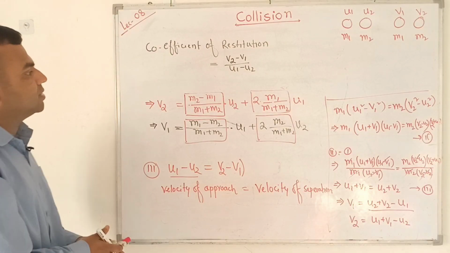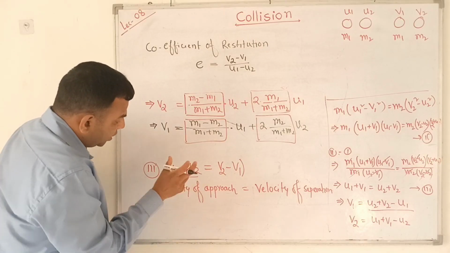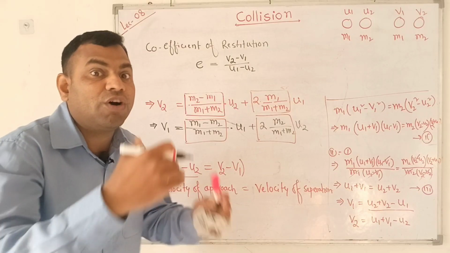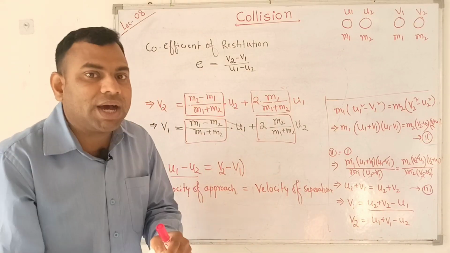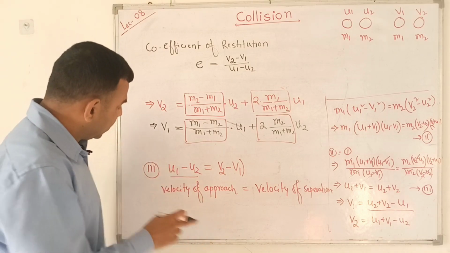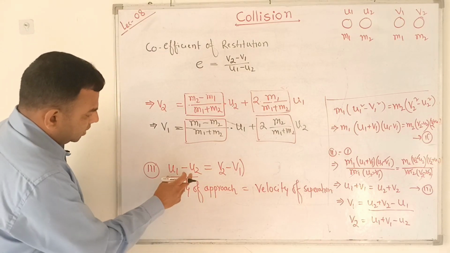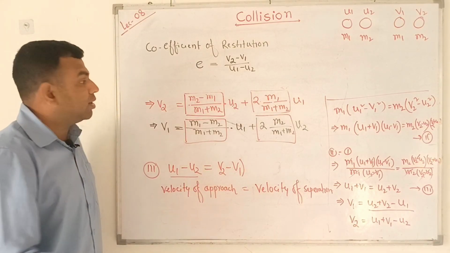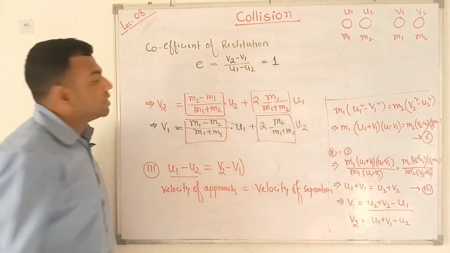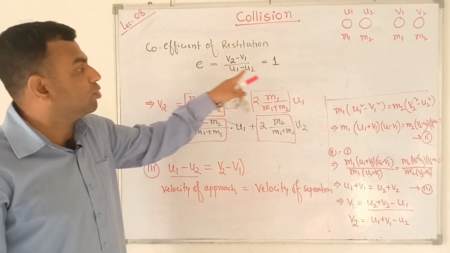Get it? Okay, very nice. This is denoted by E. So E is the ratio of B2 minus B1, that is the relative velocity after collision, to the relative velocity before collision. In the case of elastic collision, how much will be the value of E? Since the numerator and denominator are equal, they cancel and E will be 1. In the case of elastic collision, the coefficient of restitution, denoted by E, equals 1.